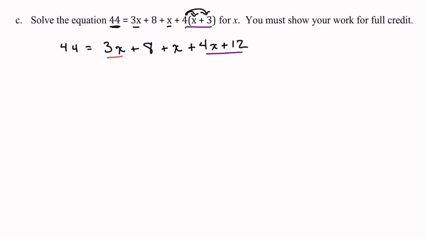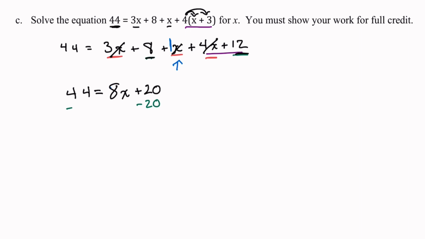In this case, our like terms are 3x, x, and 4x, and also 8 and 12. This x value doesn't have a coefficient, but remember when we have a variable with no coefficient in front of it, we know that that coefficient is actually 1. So I'm going to write a 1 because sometimes it makes it easier to add these. So 3x plus 1x plus 4x, that gives me 8x. So now I only have two more like terms, and those are 8 and 12, and I add those and I get 20. So I'm left with 44 equals 8x plus 20.